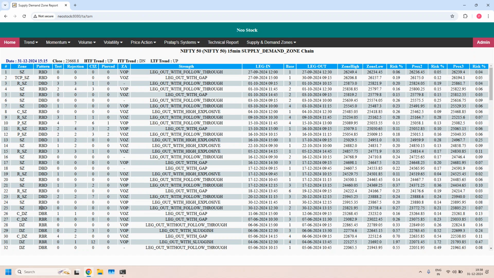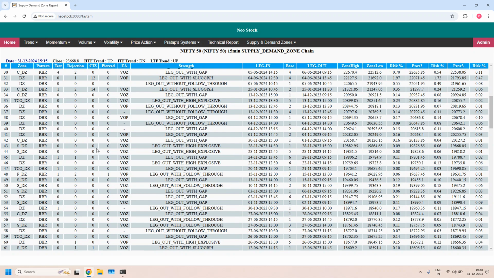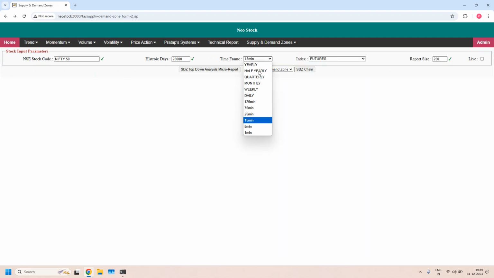We have very few demand zones. I'm scrolling the list down. Now you can view more demand zones. Okay, next 5 minutes supply demand zone chain for NIFTY.